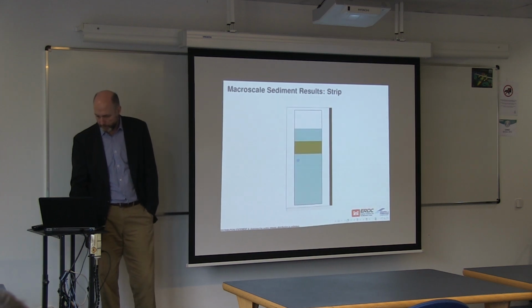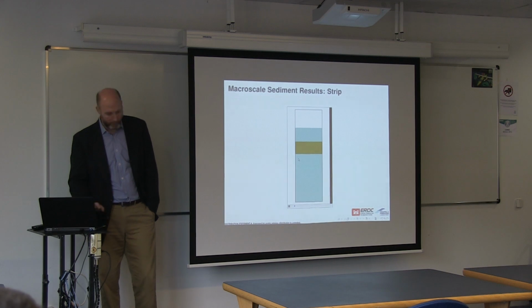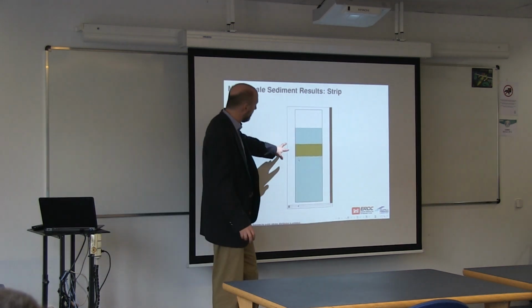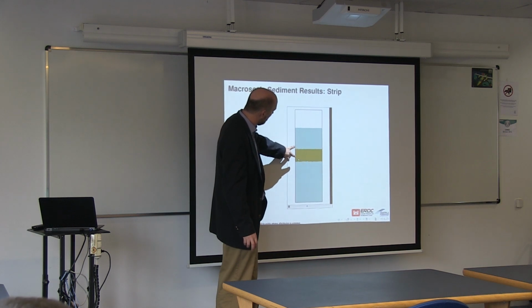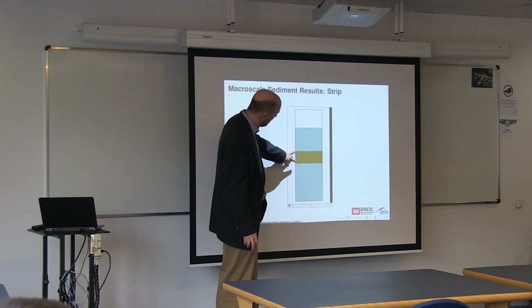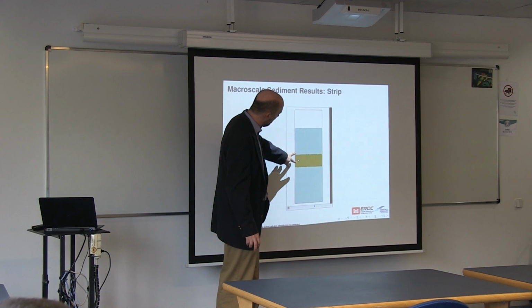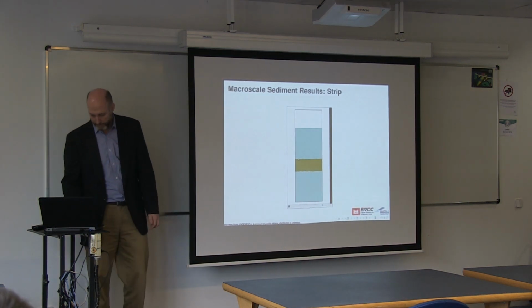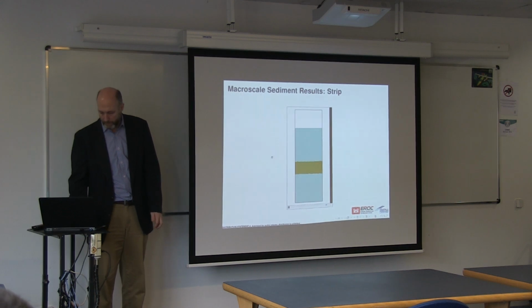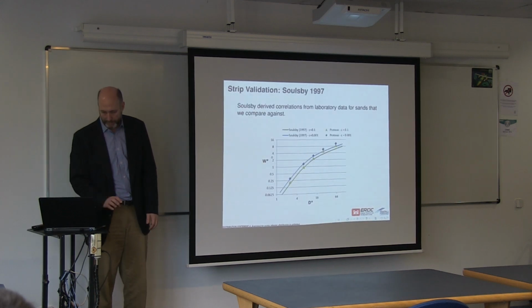So here's a simple example. We start with a strip of sediment at uniform concentration, and it falls more or less at a constant velocity. So not a very exciting problem, but it is one for which we have some data.